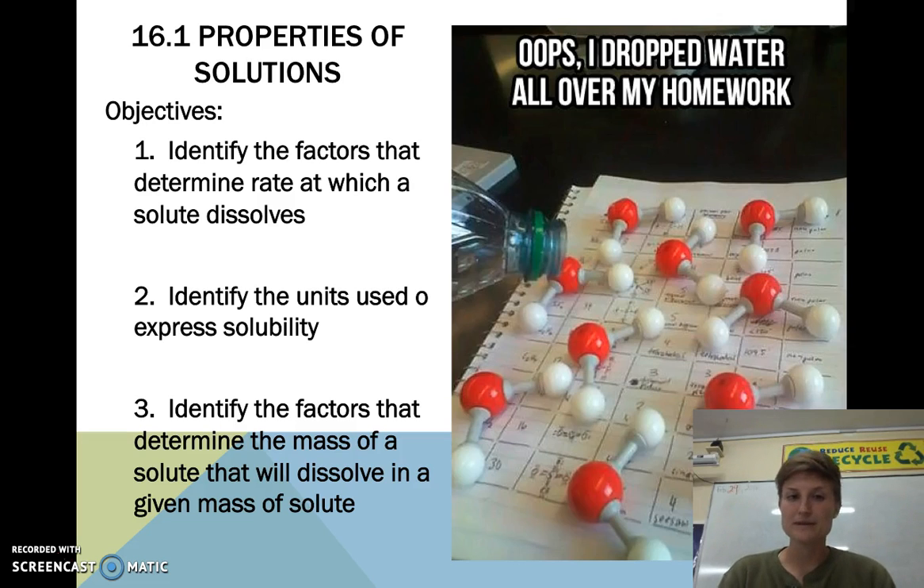Alright, so hopefully by the end of this section, you should be able to follow these 16.1 properties that you see here on the slide. First, identify factors that determine the rates at which our solute dissolves. Second, identify units used to express solubility. And number 3, identify the factors that determine the mass of a solute that will dissolve with a specific mass of another solute. Okay, so here we go.